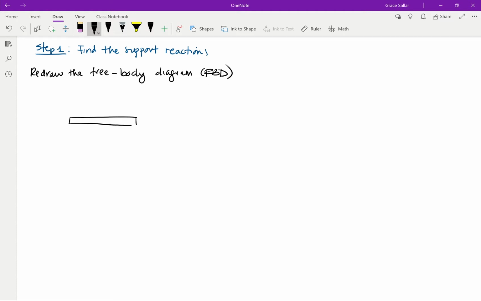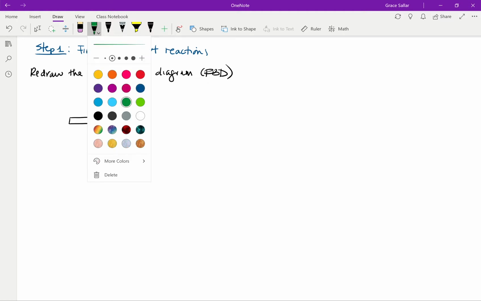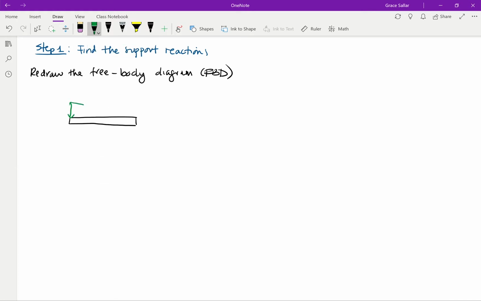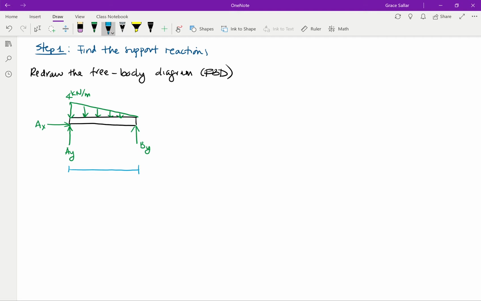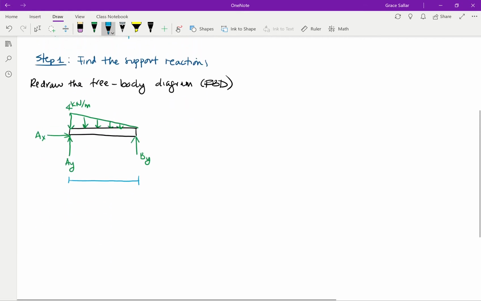I'm just going to redraw this. This is point A, point B. I'm going to try to keep the same color so we're all aware that if I use green, it just means the load, the external loading as well as reactions. So this is 4 kilonewtons per meter. This is AY, AX, and then BY. Sorry about that. We're going to use our blue pen to draw our dimension, which is 6 meters.